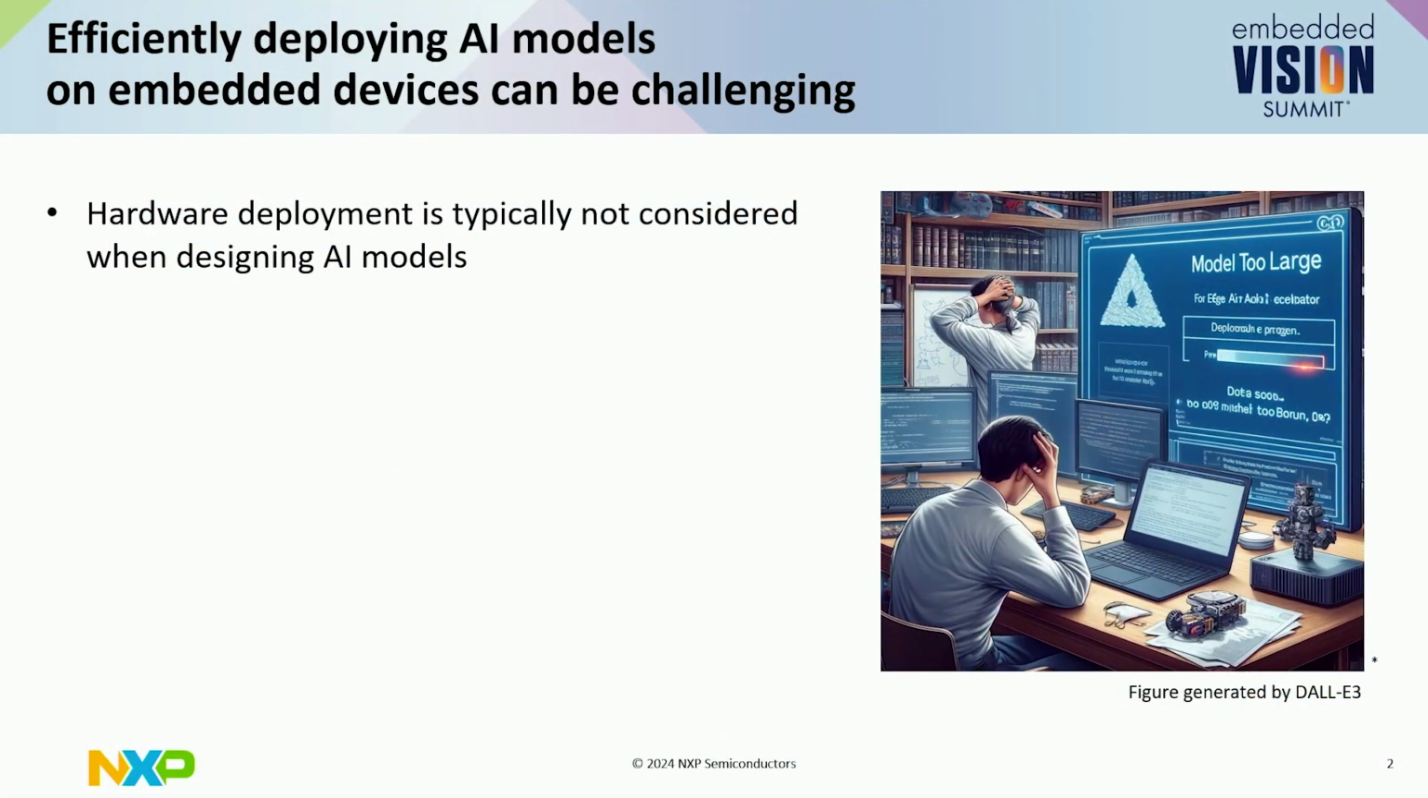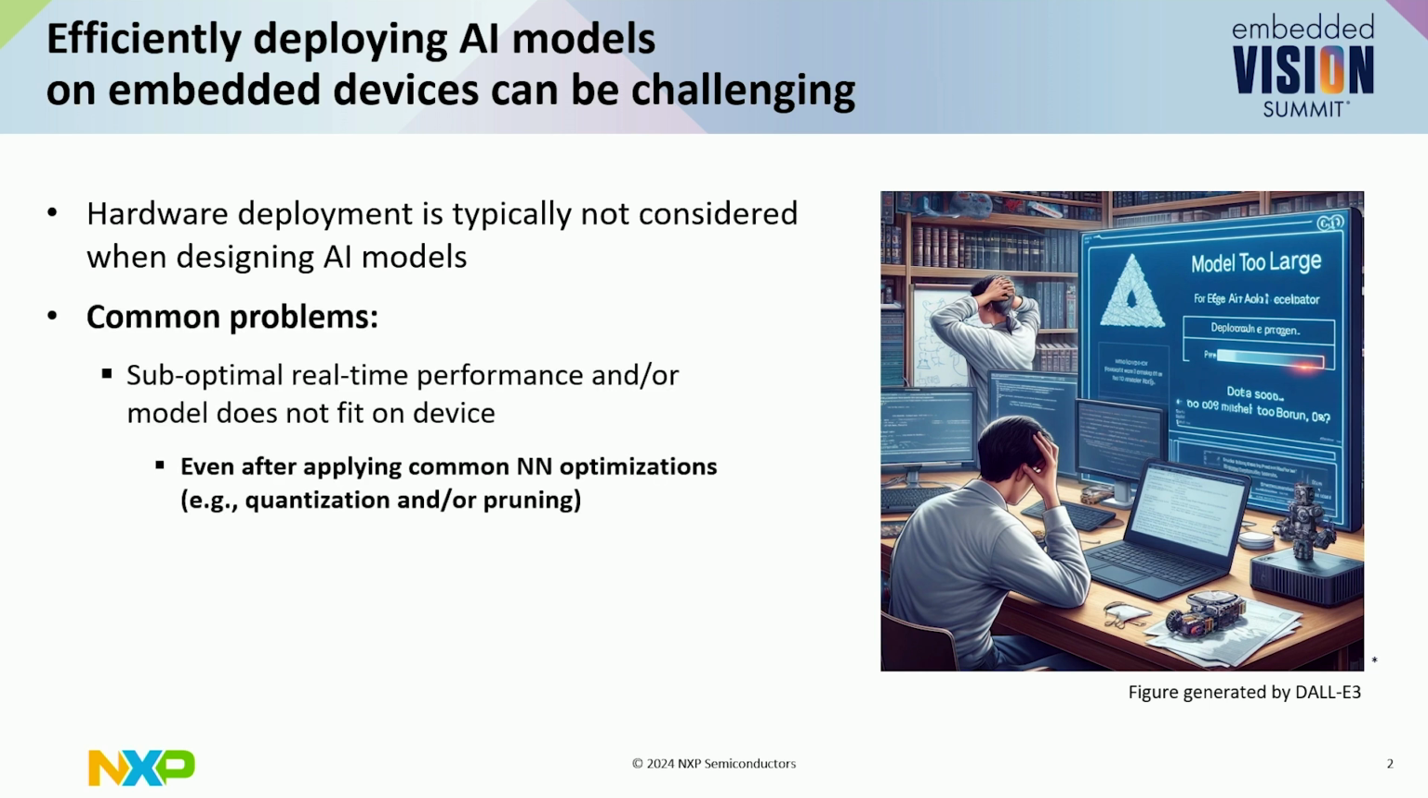Efficiently deploying AI models on embedded devices can be very challenging. One of the reasons is that hardware deployment is typically not considered when designing these AI models. So when one wishes to pick a model from the wild and eventually run it on a chip, given that there are quite a lot of chips to pick from, one of the problems one may encounter is suboptimal real-time performance, or the model simply not fitting on the device, which is the worst case, right? Because then this is simply a showstopper.